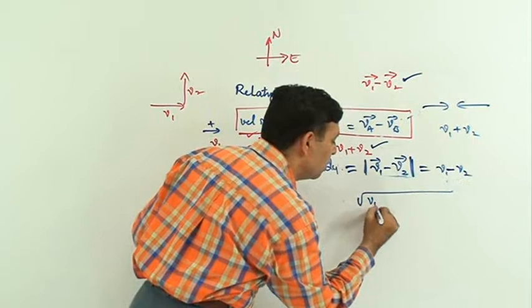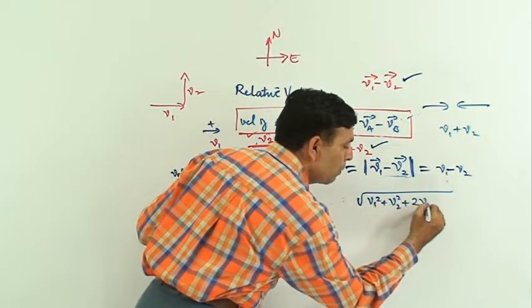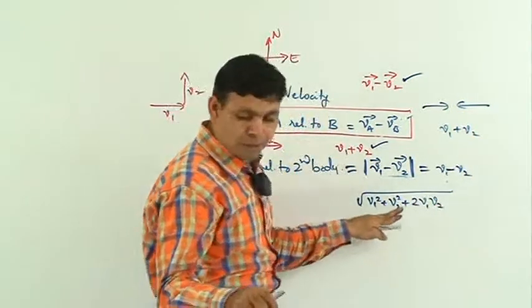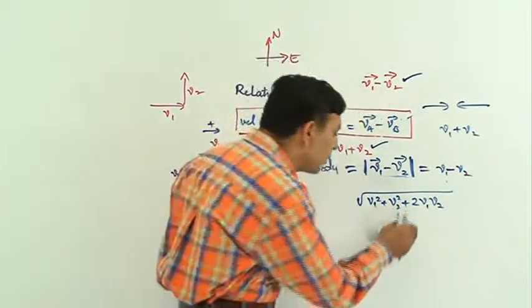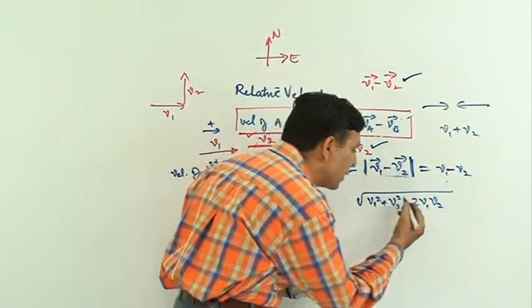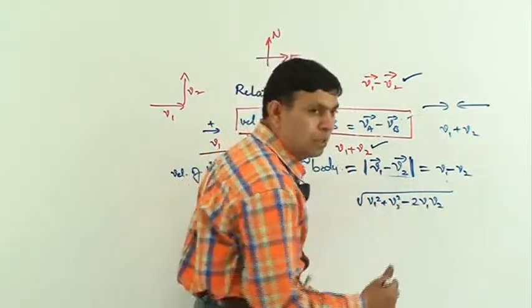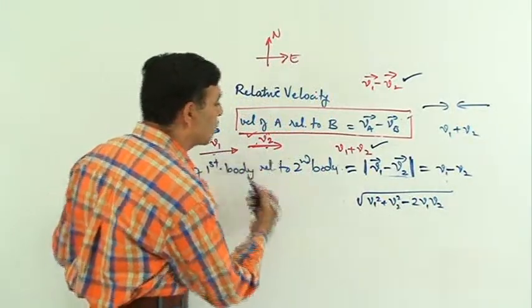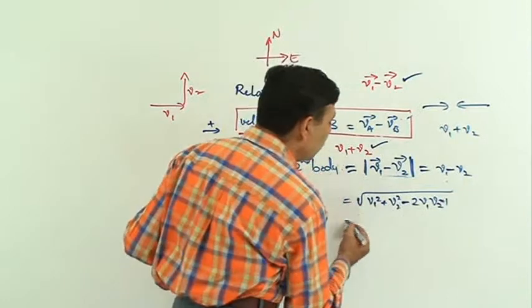We'll see that root over p square plus q square plus 2pq cos theta. Mind you, here I should not use plus because I want the difference. Relative velocity is the difference of two velocities, so difference means I should use minus. So p square plus q square minus 2pq cos theta. And both velocities v1 and v2 are in the same direction, so the angle between them is 0 and cos 0 is plus 1. Fine? And you all know very well what this is.